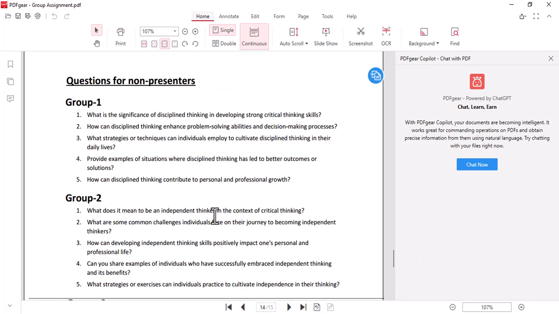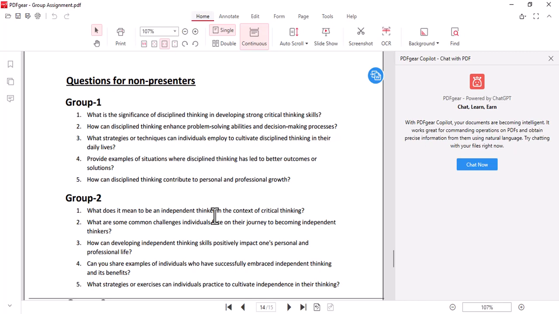Tell me what you understand from your presentation or from your assignments. That independent thinking requires the ability to form judgments and to make assumptions based on personal reflection rather than solely relying on external influence. What does it mean to be an independent thinker in the context of critical thinking? An independent thinker means a person who can form arguments, form judgments, and make assumptions without relying on external influence or another person.